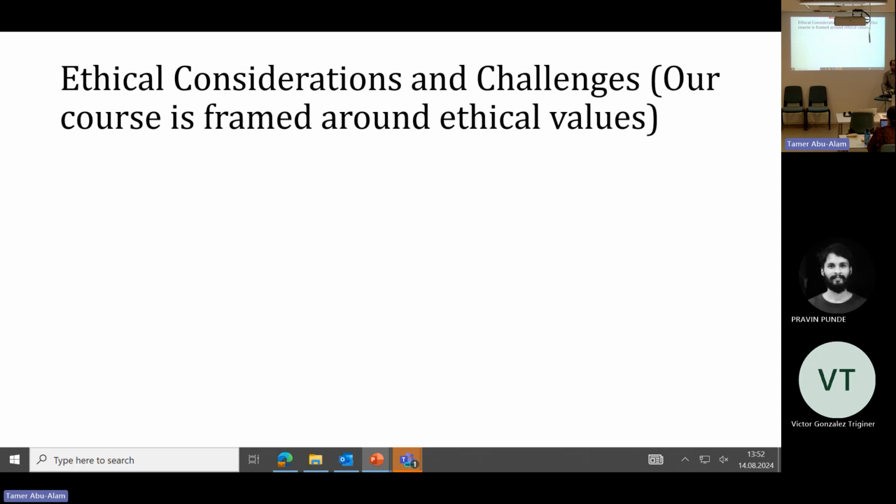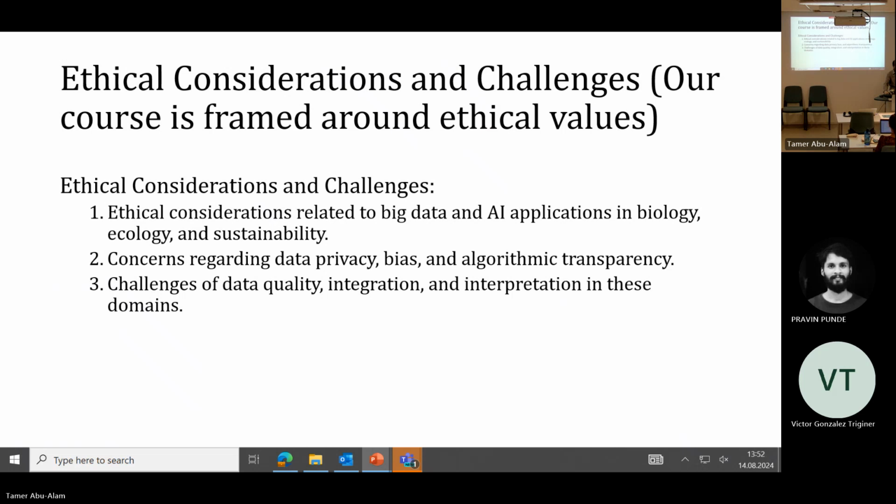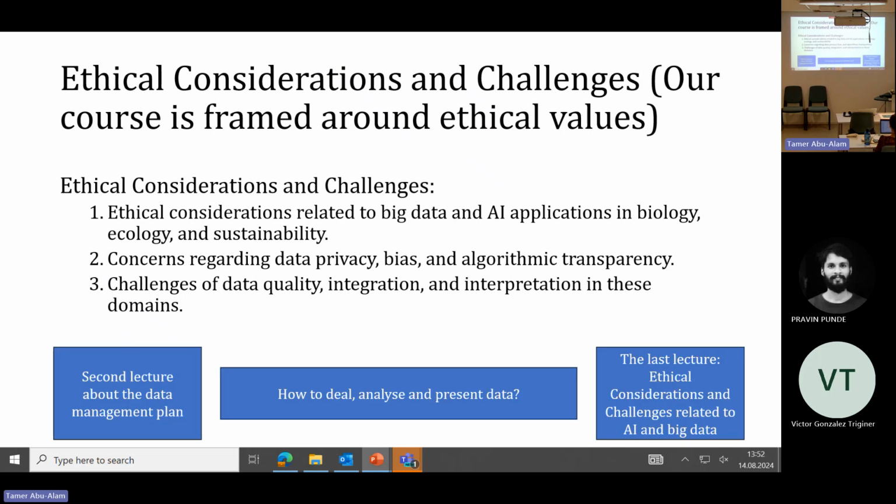Ethical consideration and the challenge. Actually, this is one of the most important things in the course. The course starts with ethical consideration and ends with ethical consideration. The first lecture, or the second lecture next week, will be about what we call the data management plan. Has any one of you heard about this data management plan? No? PhD students? Yeah, some no. Okay. This is something normally required in projects. Some professors or supervisors require it from their PhD students. Before you start your PhD, you need to have in place what's called a DMP, Data Management Plan.